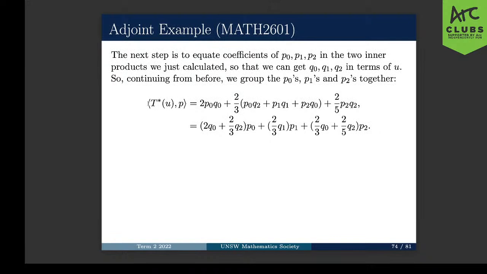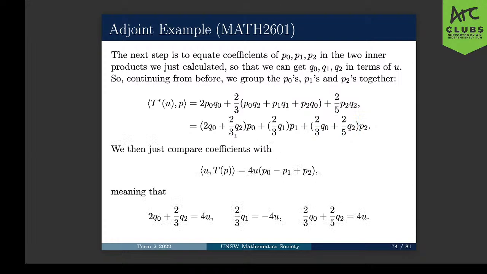Okay, so this is just the expression we found before; I just copied it here. Grouping the p0s, we get 2 q0 plus 2/3 q2. So that's all the p0s. Plus 2/3 q1 p1, and p1 doesn't appear anywhere else. And then finally, 2/3 q0 times p2 plus 2/5 q2 times p2. So this is how many p2s we have.